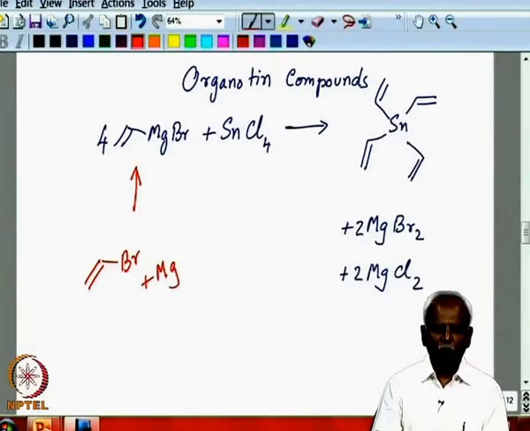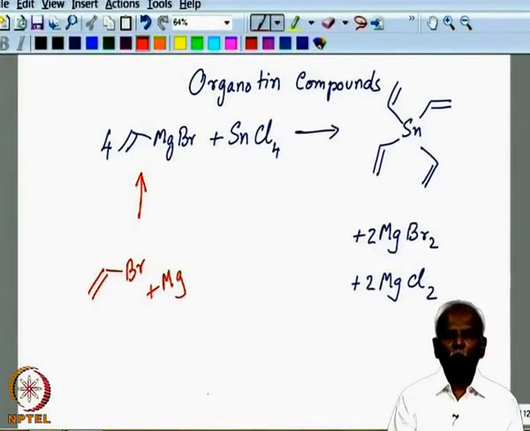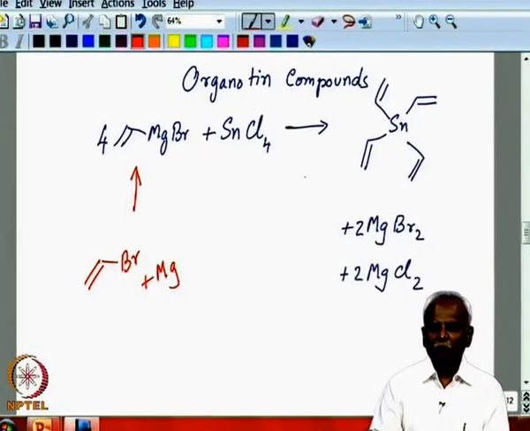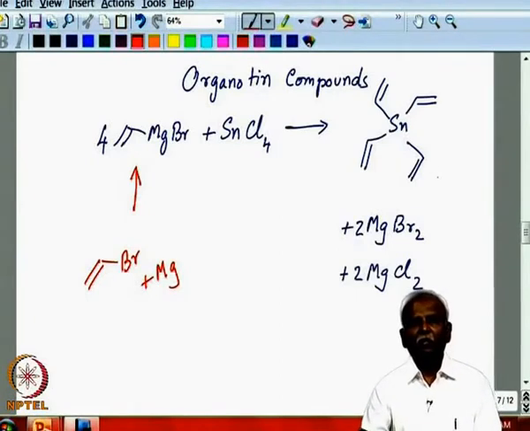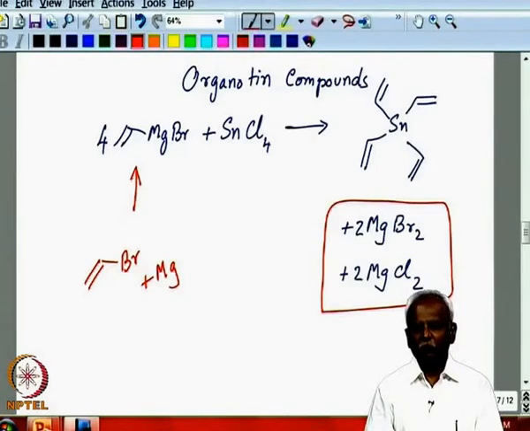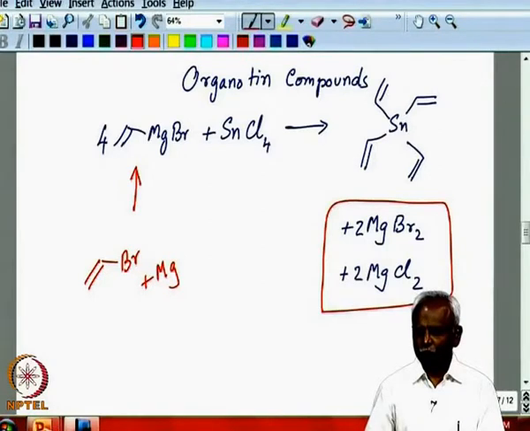You would end up with vinyl magnesium bromide, which is readily made in the laboratory, and it can be transferred to the tin. So, the vinyl group is transferred to the tin, and tetravinyl tin is formed in this process. Because we are eliminating two very stable molecules or salts, we have formation of tetravinyl tin very readily.